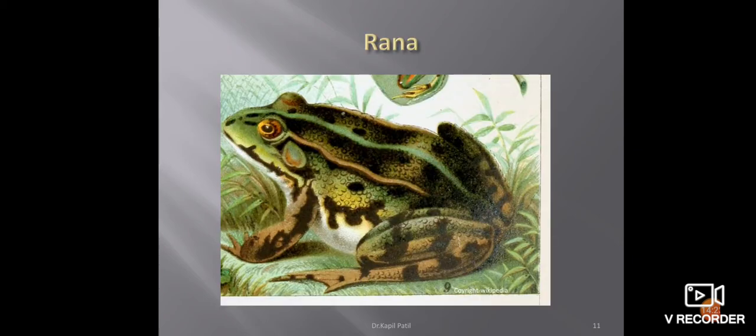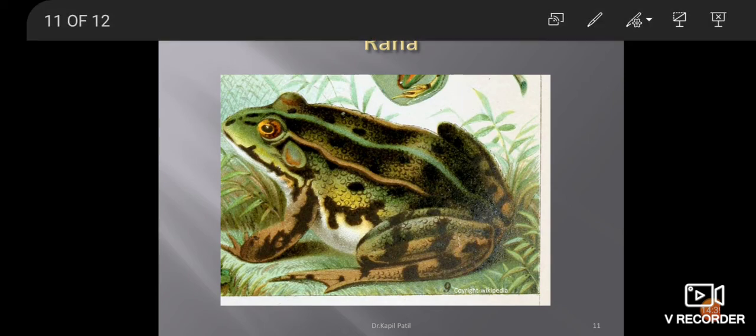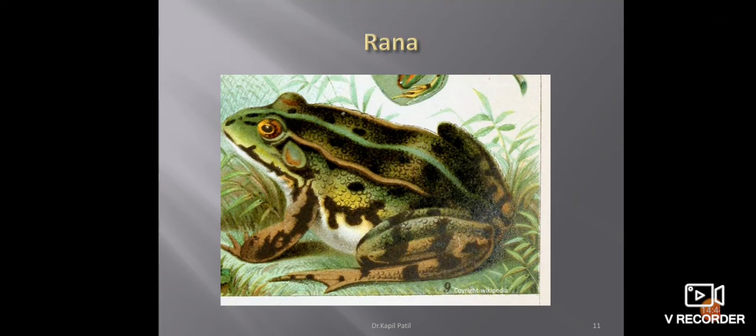See the picture of the frog, Rana tigrina. It is very common and well known in our country. The tail is absent, body divided into head and trunk. Bulging eyes are present, covered by a nictitating membrane. Their mouth is slightly V-shaped, and in the mouth, homodont, acrodont, polyphyodont teeth are present.